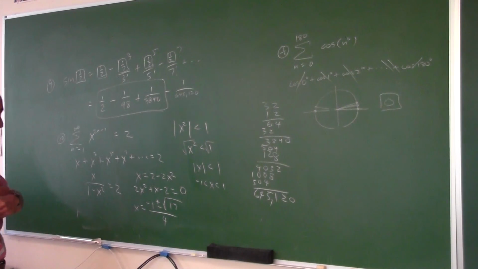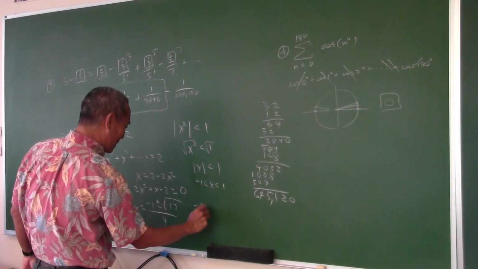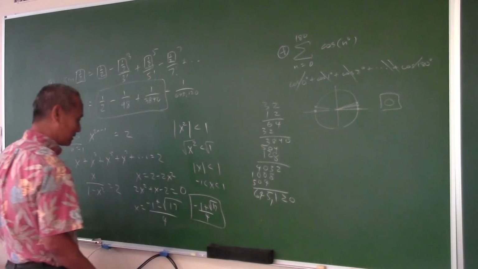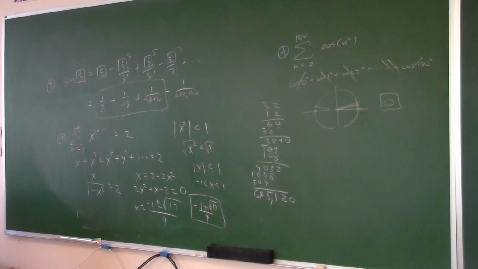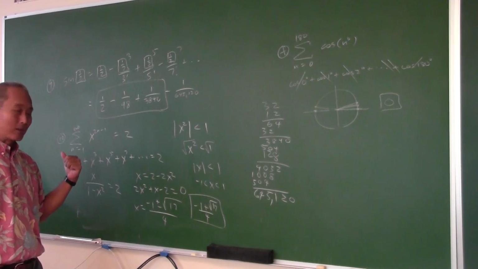Are both of these between negative 1 and 1? Don't be ridiculous. The only one that is negative 1 plus root 17 over 4. Right? Because root 17 is 4 point something. Because if you put the minus 1, it's smaller than negative 1.